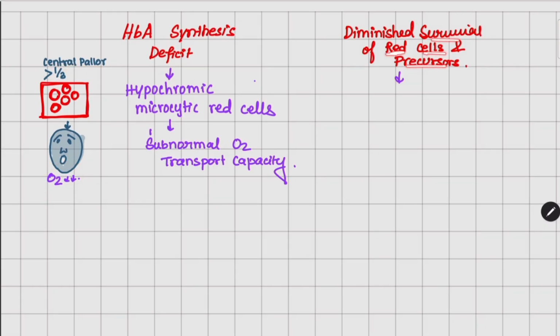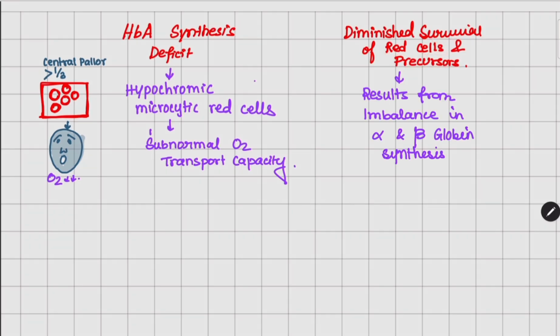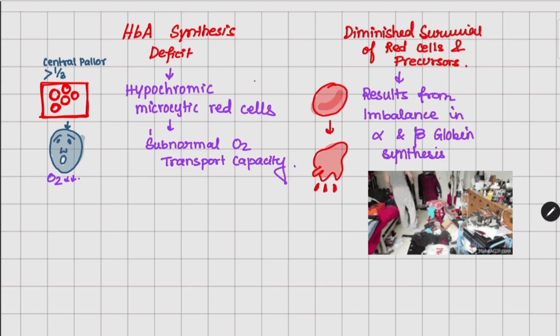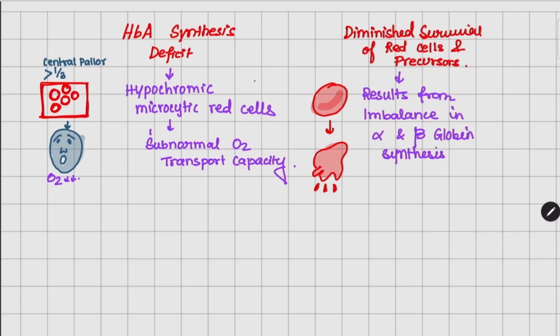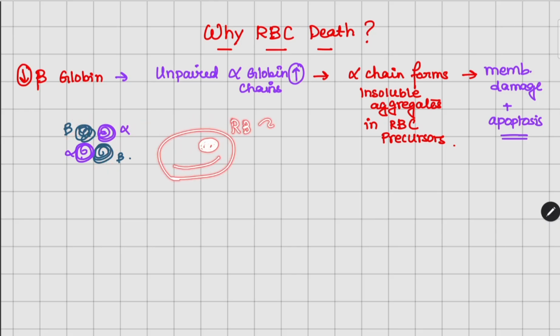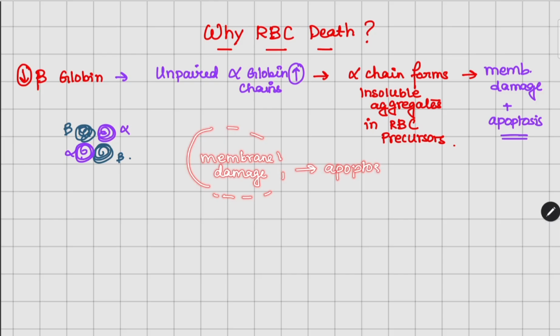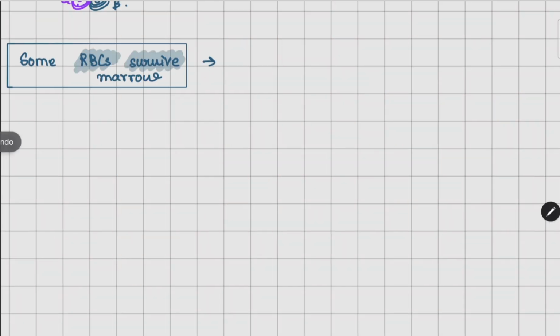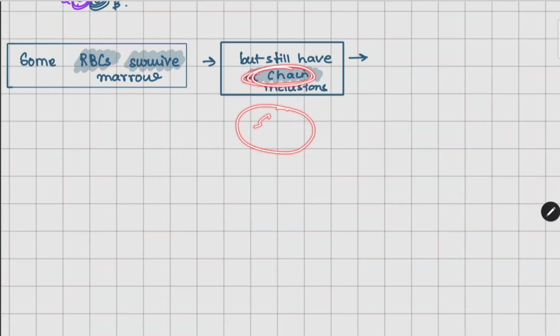And the other mechanism is diminished survival of red cell and precursors, because there is an imbalance in the alpha and the beta globin synthesis, and when one of them accumulates, it leads to hemolysis. But why does hemolysis happen? See, in our hemoglobin, we have 2 alpha chains and 2 beta chains. Now, when the synthesis of beta chains decreases, the number of unpaired alpha globin chains will increase. Now, inside the RBC precursors, these unpaired alpha chains will aggregate, and it will lead to membrane damage, which can further result in apoptosis.